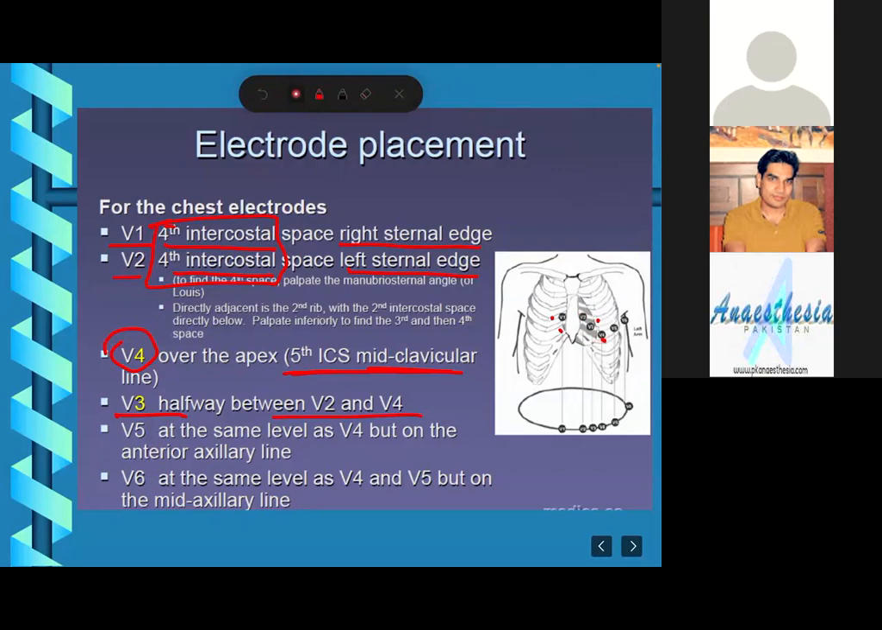Next one is the V5. V5 is in the same 5th intercostal space, but in the anterior axillary line. You should know the normal anatomy and the folds of the axilla. V5 is placed in the anterior axillary line. Then the V6 is placed in the mid axillary line, the middle of the axilla. Then there are also V7, V8, V9. These are posterior leads that are beyond the scope of this talk.